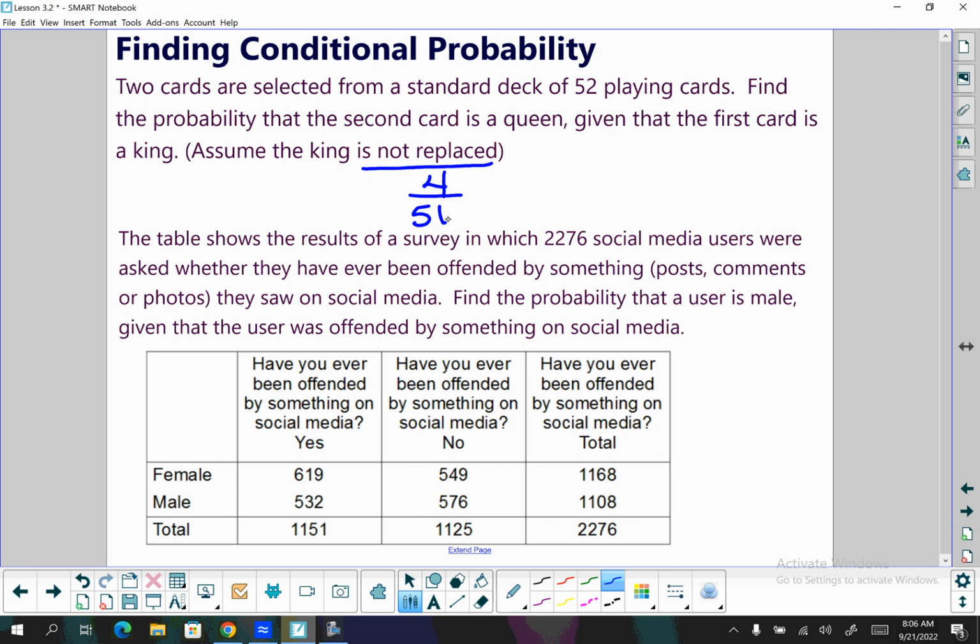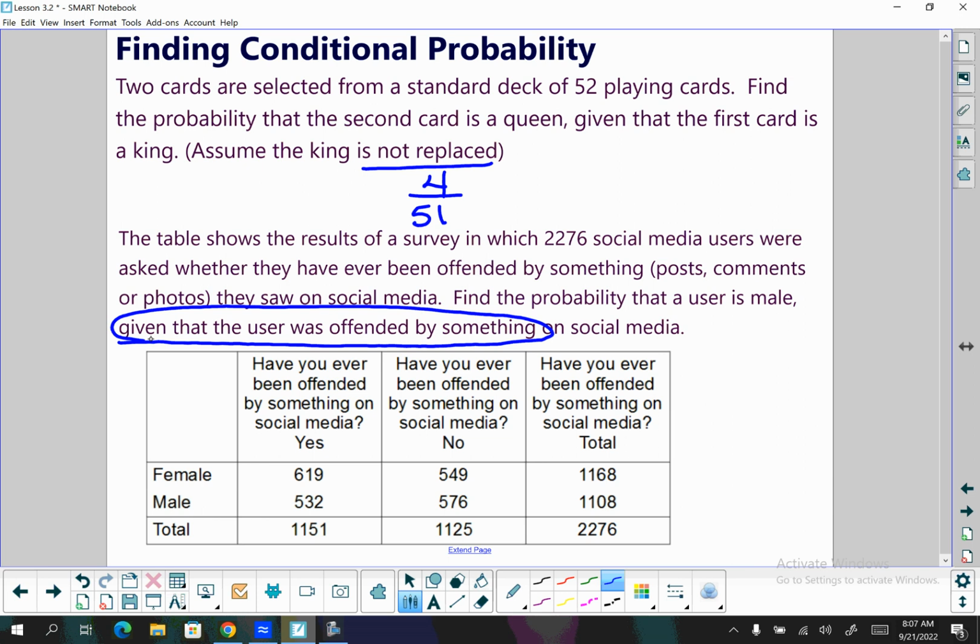The table below shows the result of a survey in which 2,276 social media users were asked whether they have been offended by something, posts, comments, or photos they saw on social media. Find the probability that the user is a male, given that the user was offended by something on social media. You always want to start with the given. We are given that the person was offended by something. So that part of the table is the only thing we're going to use for our calculations. And they nicely have put totals here at the bottom for us. If they did not have totals, you would have to find those yourself. So sometimes there's an extra step there.